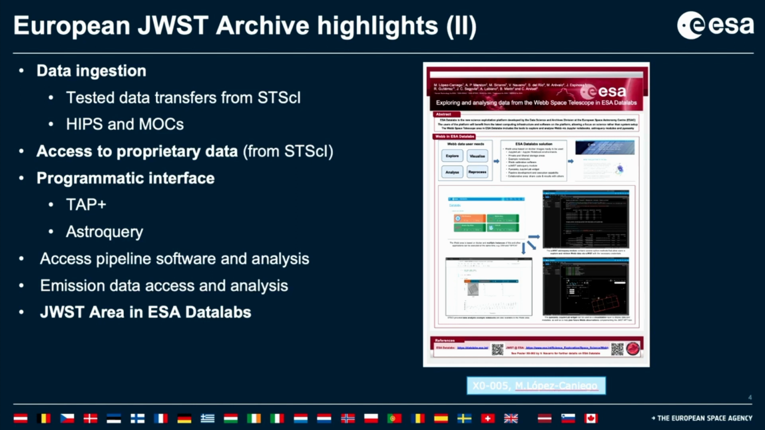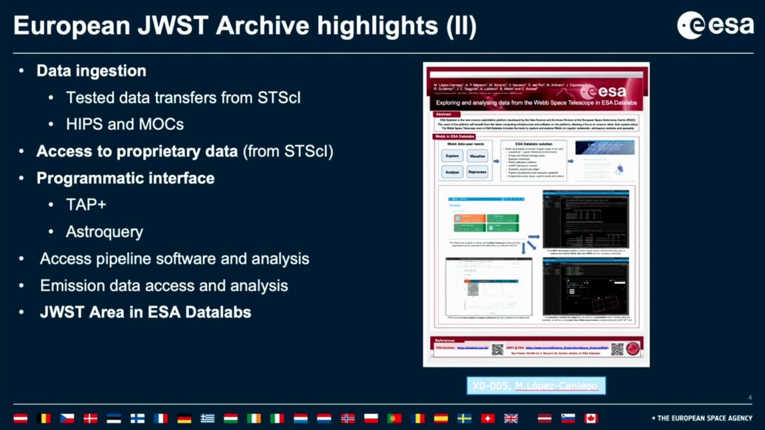The eJWST archive also has AstroQuery access capabilities. We have implemented an AstroQuery Python module that provides an API, allowing direct programmatic access to the archive. We have also extended it to provide access to resources for running pipeline software and analysis, and we are also working with the European scientific community and consortium teams regarding early mission data access and analysis.